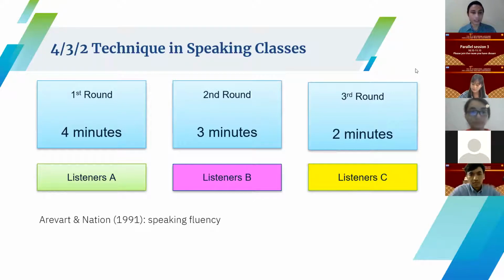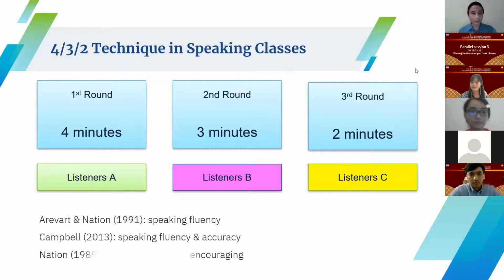Many people stated that using the 4-3-2 technique in speaking classes is quite promising because it develops students' speaking fluency. Not only that, it also develops students' accuracy, and Nation and Campbell 2013 added that it is also an encouraging technique to motivate students to learn speaking in speaking classes.